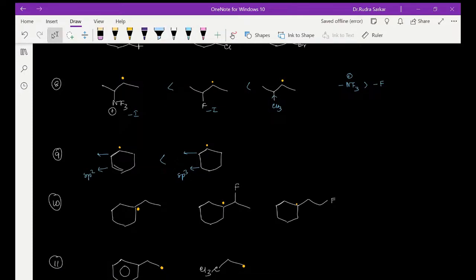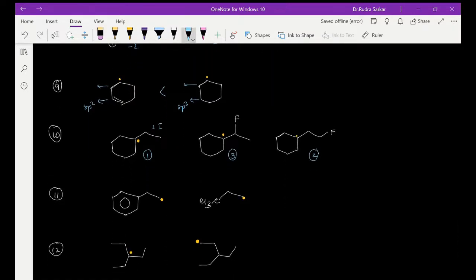Out here, the presence of fluorine decreases the stability, and as it moves away the stability increases. Out here there is no fluorine, so this is the most stable, rather it is having plus I effect. So this is number 1, followed by this one which is number 2, and this one being number 3.